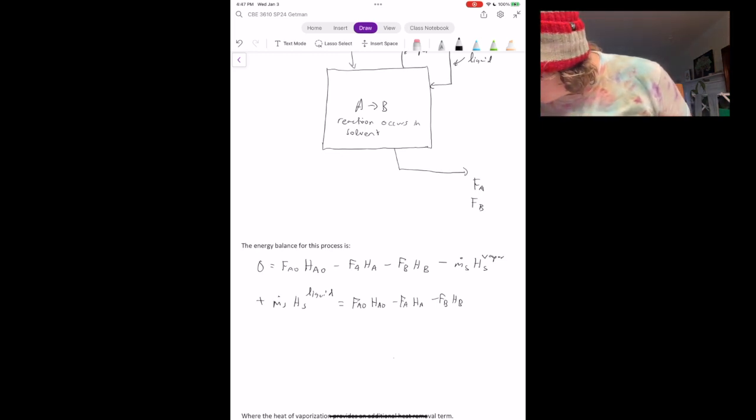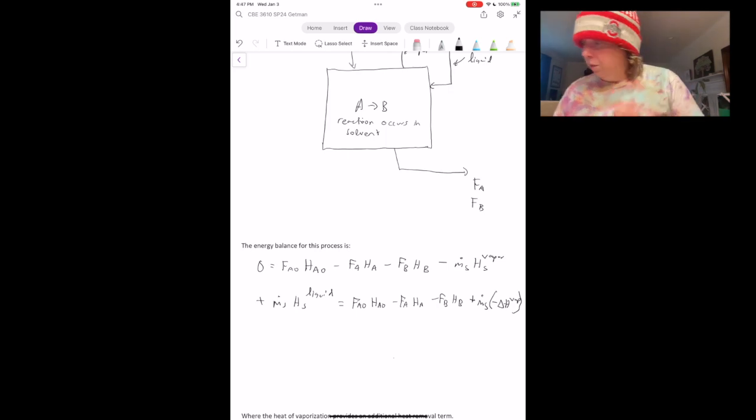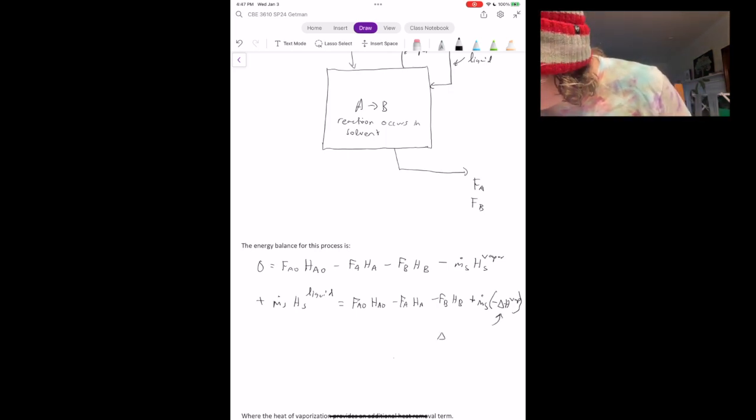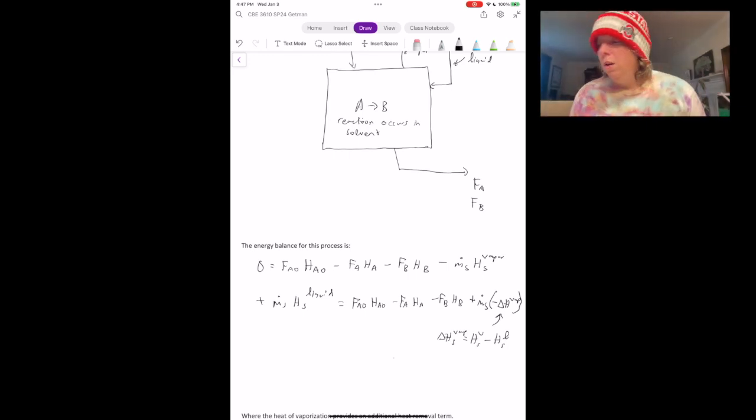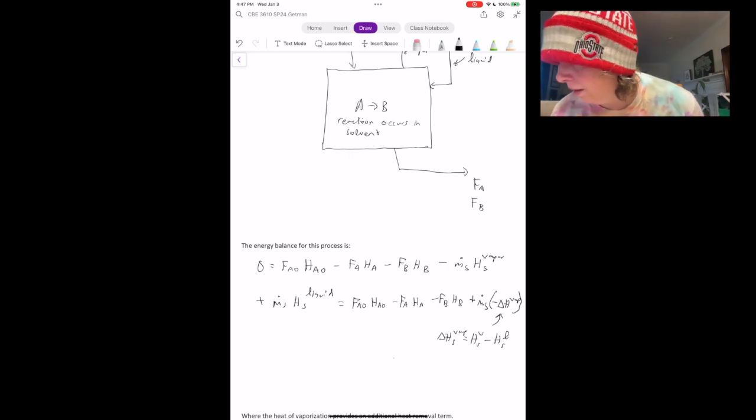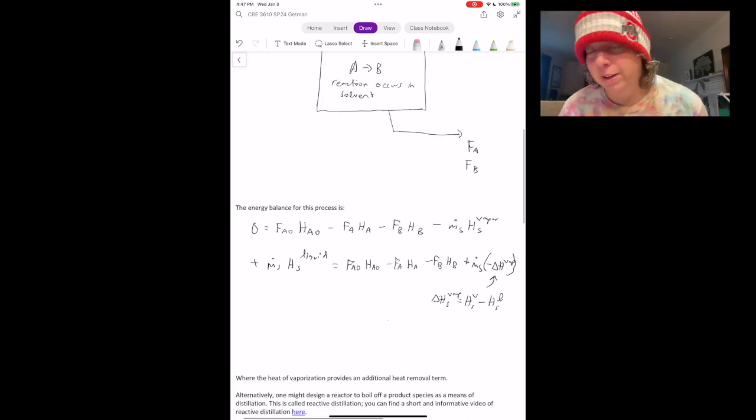So we could say plus M dot S times negative heat of vaporization, where delta H vaporization equals enthalpy of the vapor minus enthalpy of the liquid, and this is all for whatever solvent we have. Here I've assumed this is an adiabatic process. We could add a heat exchanger term on here if we wanted to, or if one existed. Probably a good idea to have a heat exchanger.